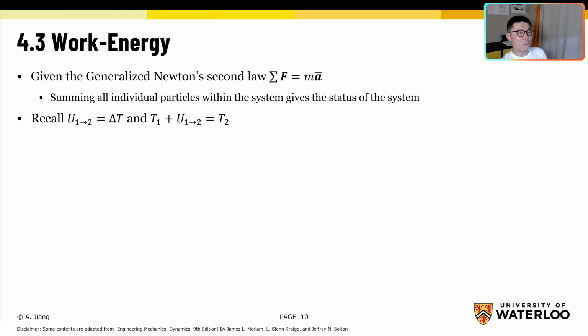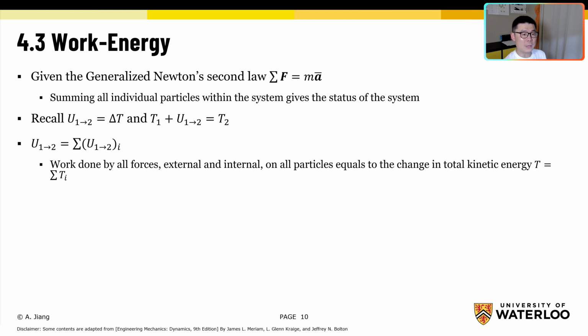So we talked about forces. Now we'll look at energy. Once you understand what is going on with the force and the generalized Newton's second law, sum of F equals m a bar, which sums over all individual particles within the system, you can recall what we had in chapter 3. The total energy from one point to another is the change of kinetic energy. This is what we learned in chapter 3.